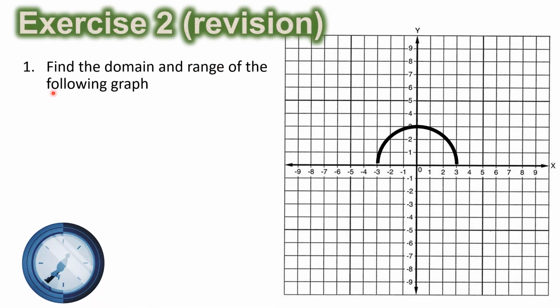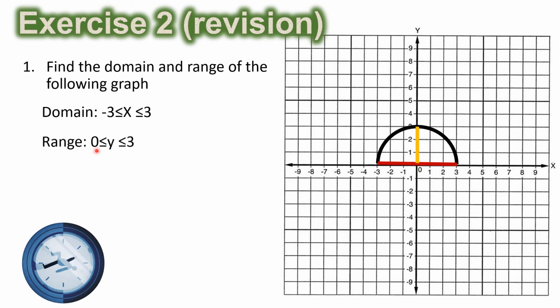Find the domain and range of the following graph. Now the domain is all possible values of x, so it's from negative 3 to 3. So the domain is negative 3 smaller than or equal x, smaller than or equal 3. And the range is from 0 to 3. So 0 smaller than or equal y, smaller than or equal 3.